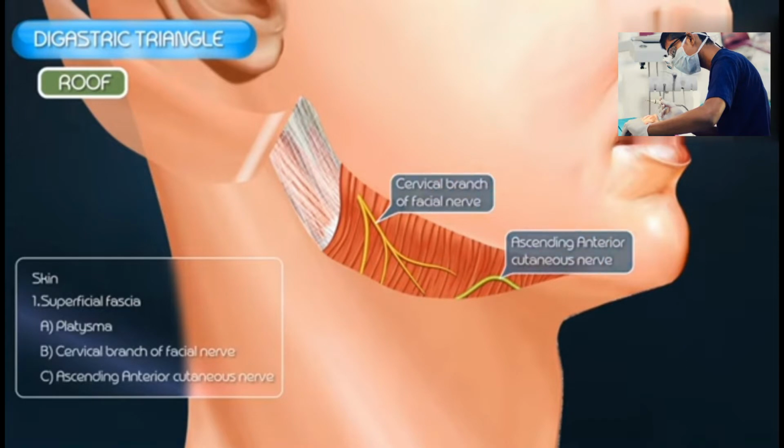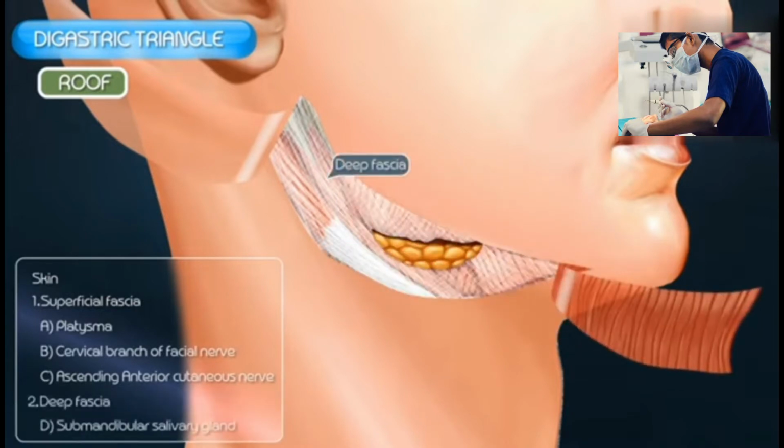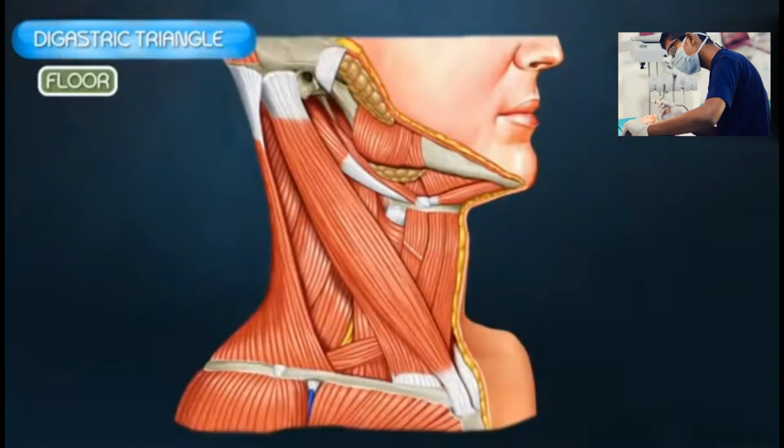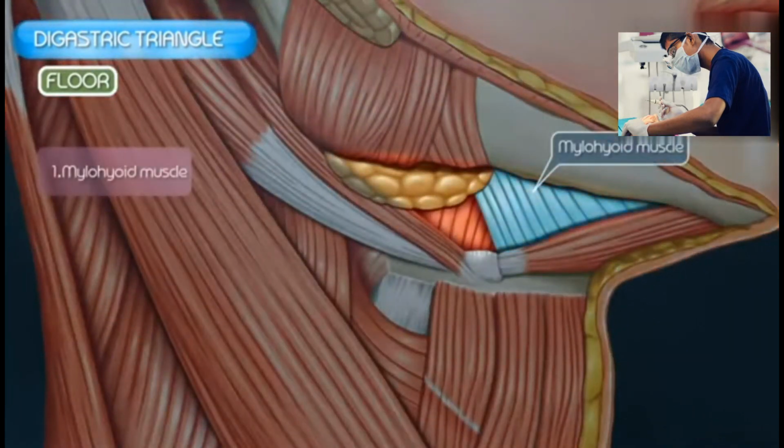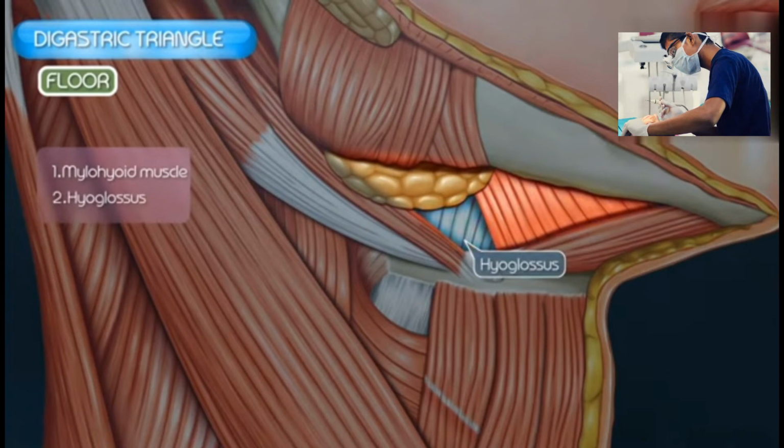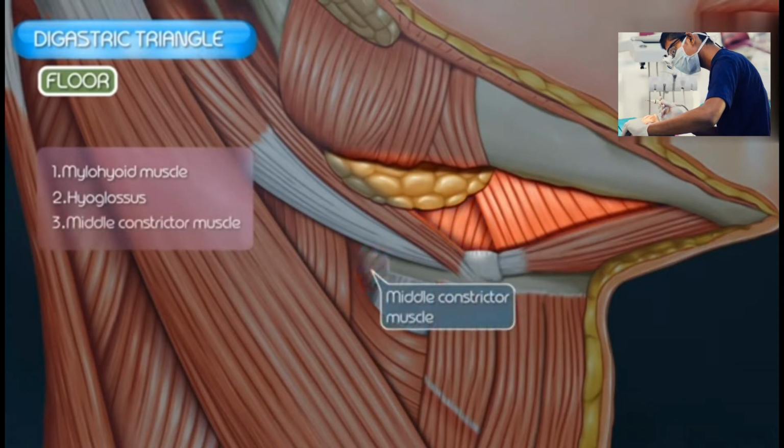Beneath the skin, there is the deep fascia that splits to enclose the submandibular salivary gland. Now let's go to the floor of the digastric triangle. The floor is formed by the mylohyoid muscle anteriorly and the hyoglossus muscle posteriorly, and a small part of the middle constrictor of the pharynx is also visible.